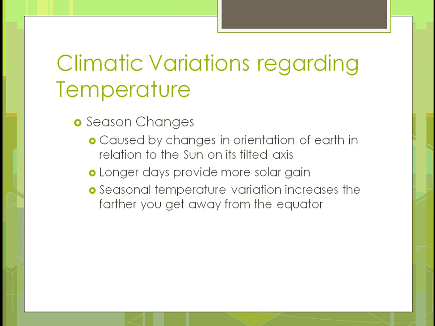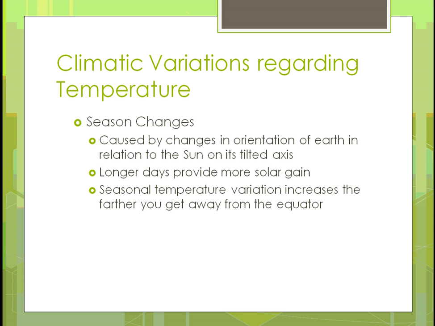For seasonal changes, it's caused by changes in the orientation of the Earth in relation to the sun on its axis. In other words, the sun is going to be farther to the east or farther to the west. It's not going to be straight above, and it's really the Earth that's moving, not the sun. But based on that, you're going to get longer or shorter days, and when you get into the summer, you're having the longer days, so you're going to have more solar gain.